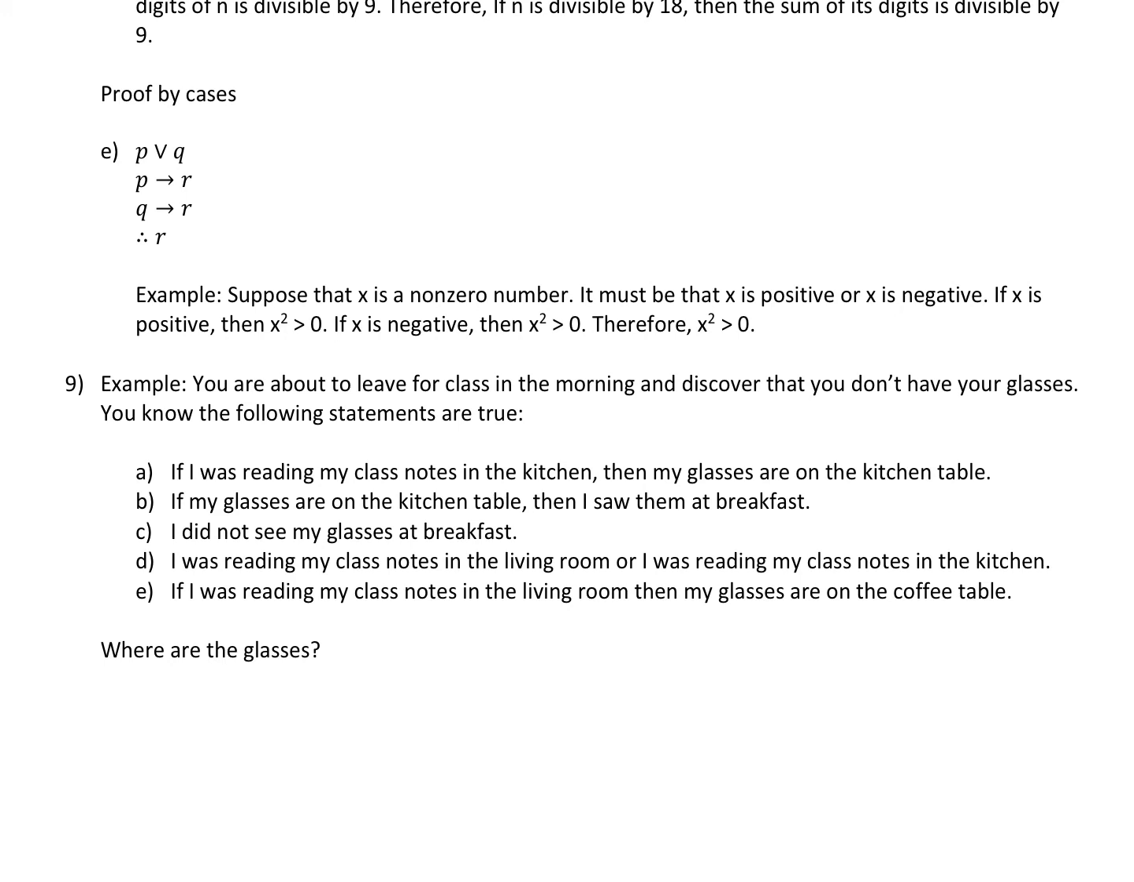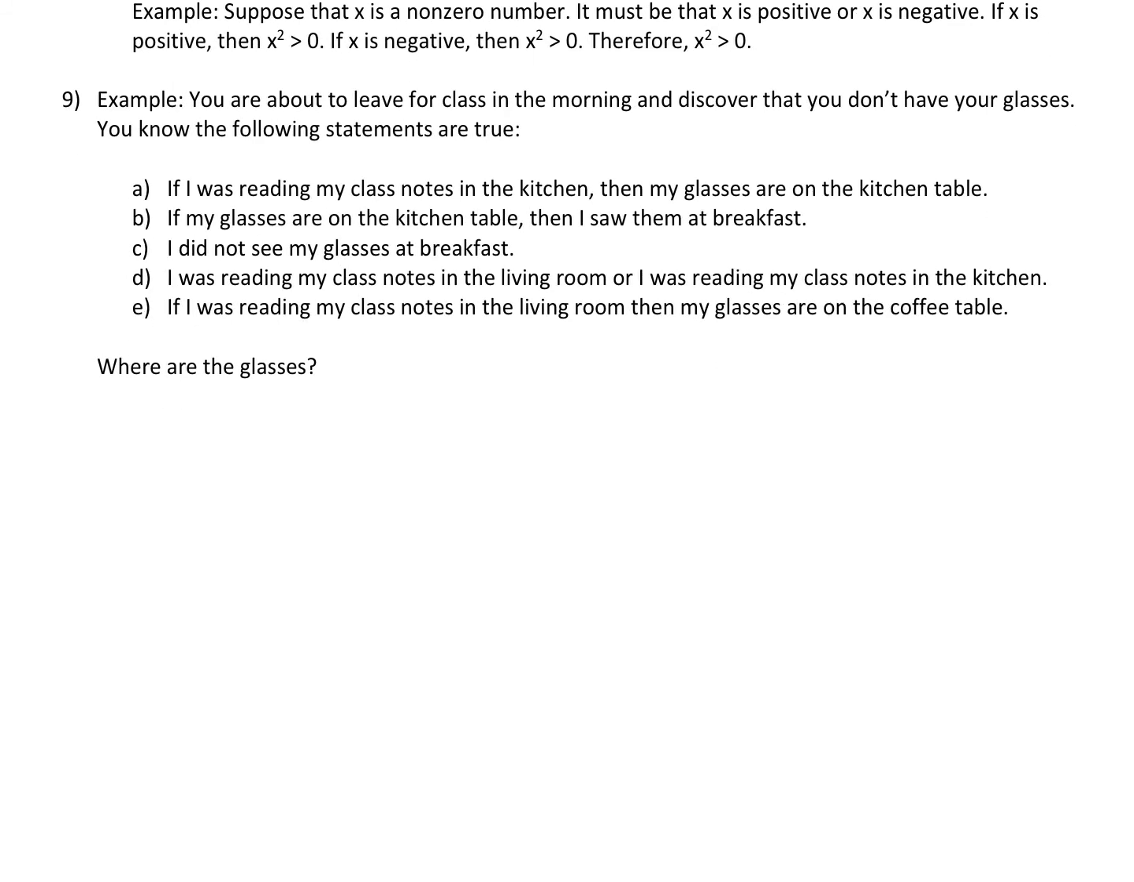Okay, so let's do an example where we're going to use several of these argument forms to try to solve a little mystery. You're about to leave for class in the morning and discover that you don't have your glasses. You know all of the following statements are true. So you have 5 premises. These are all true statements. We're going to try to use them to create a valid argument that tells us where the glasses are.